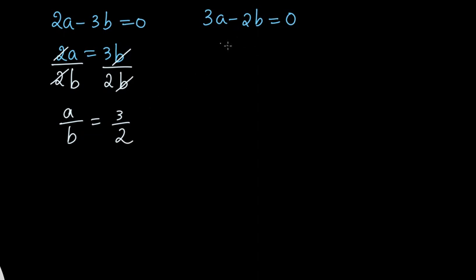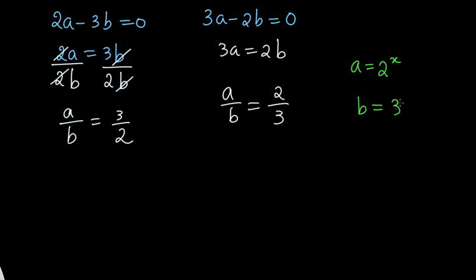In the same way, here also we can have 3a equals 2b. So from here you get a by b as 2 by 3. So we have two solutions, a by b is equal to 3 by 2 and a by b is equal to 2 by 3. Which one can we take? We have to take both of them as well. Now we have to go on and resubstitute the substitution that we made. That is, a is equal to 2 power x, b is equal to 3 power x, right? So a by b will become 2 power x by 3 power x.